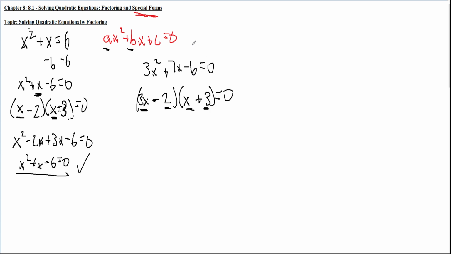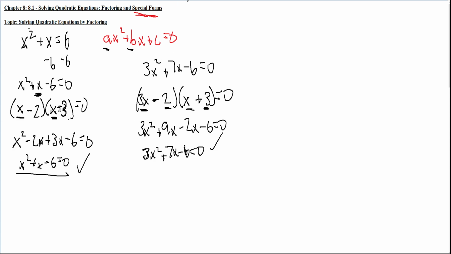So if we go and check that, we can just FOIL again, right? So we have 3x squared plus 9x, and we move on to -2. So we have -2, and then -6, and then combine like terms, we have -x squared plus 7x minus 6 equaling 0. So again, we're good there.